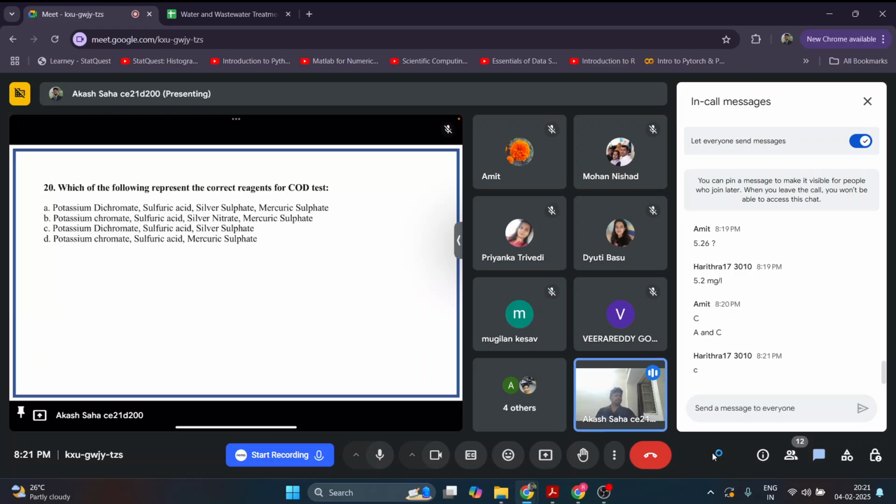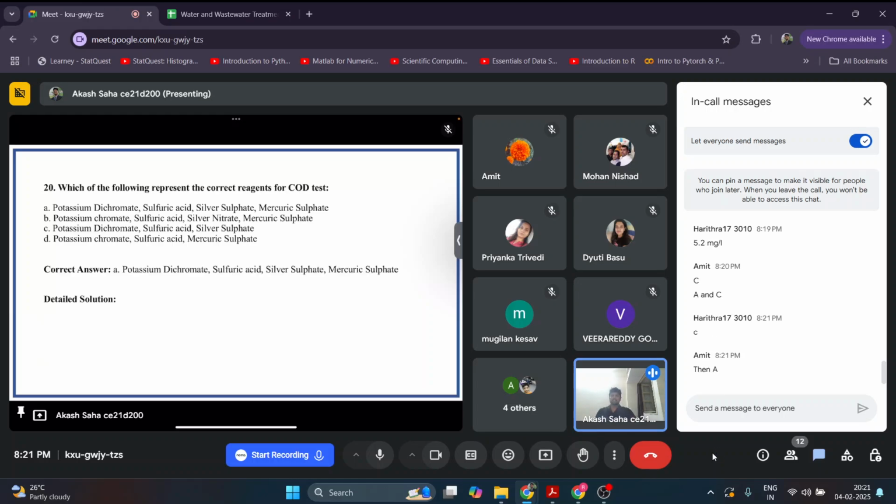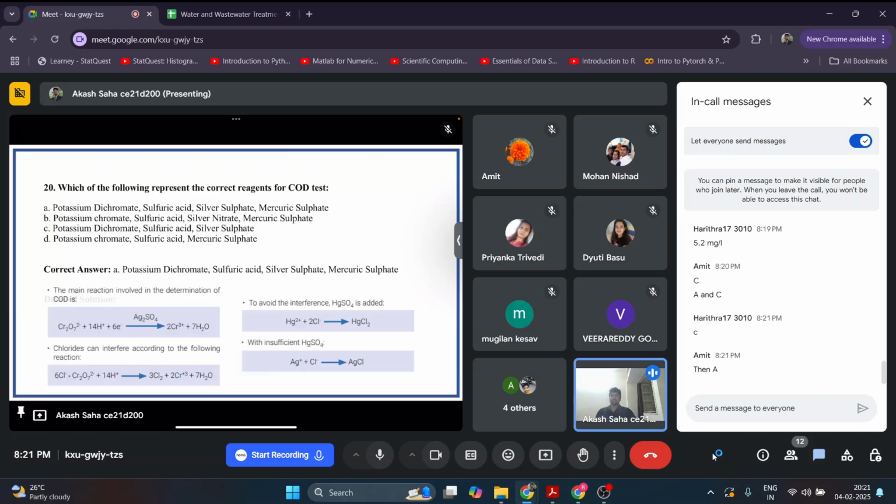So you are going on the right track. It is actually A. So see, first this potassium dichromate will change this Cr6+ to Cr3+. And there will be some amount of chlorides, so that can also interfere, so this also will be taken up by the potassium dichromate.